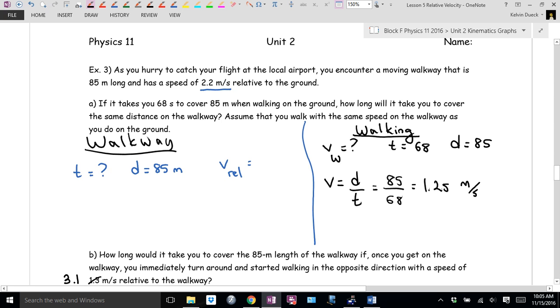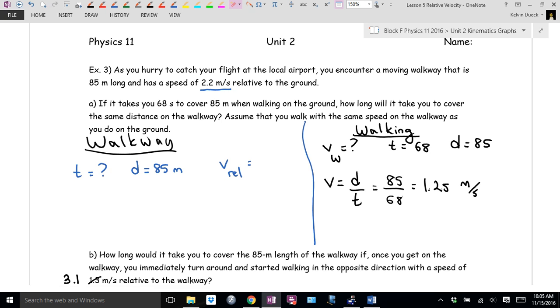Here's our thought. This is how fast I walk. This is how fast the walkway moves. What's the relative velocity when I'm on the walkway relative to the ground? How would I calculate that? Would I add them together, or would I go bigger minus smaller? Someone said bigger minus smaller. Someone said add them. Which one? Why add them?